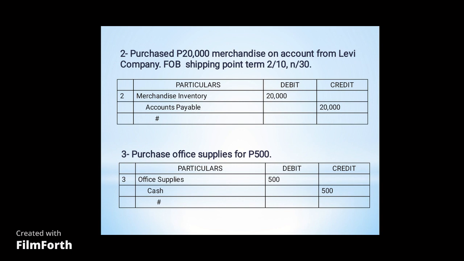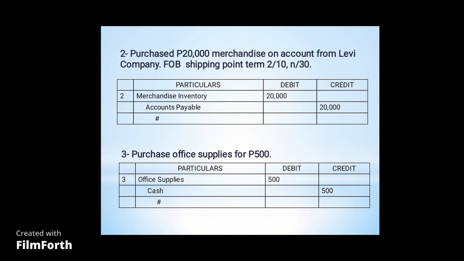So, as you notice, we did not use purchases as an account title, but instead, we are using merchandise inventory. So, this is one of the differences between perpetual and periodic. So, debit, merchandise inventory, credit, accounts payable. June 3, purchase office supplies for 500. So, debit, office supplies, credit, cash.